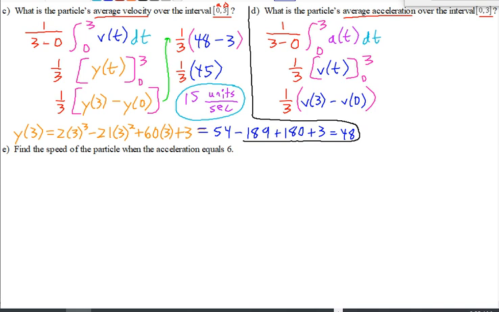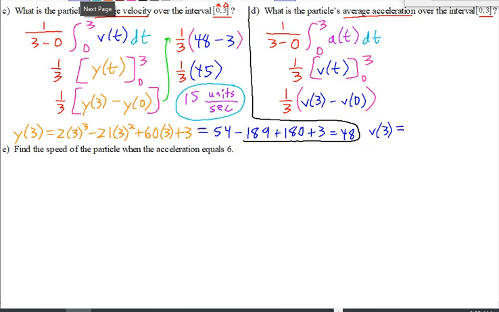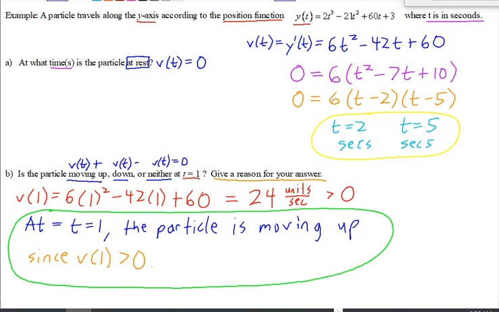So we've just got to go back to our velocity function and find v of 3 and v of 0. So v of 3, remember, was 6t squared minus 42t plus 60. So 6 times 3 squared minus 42 times 3 plus 60.